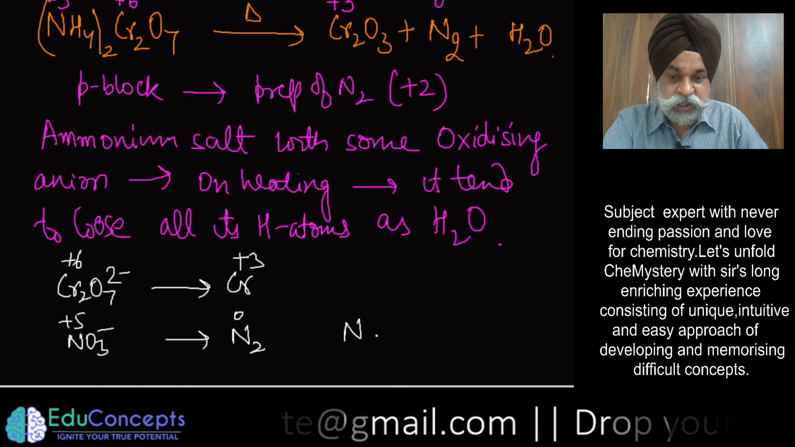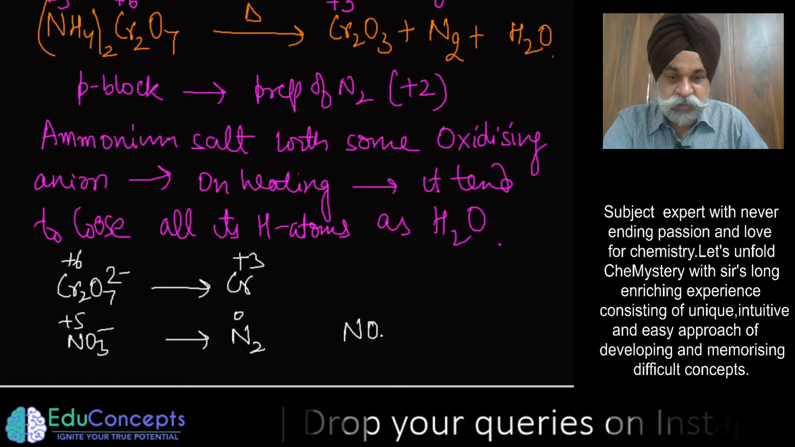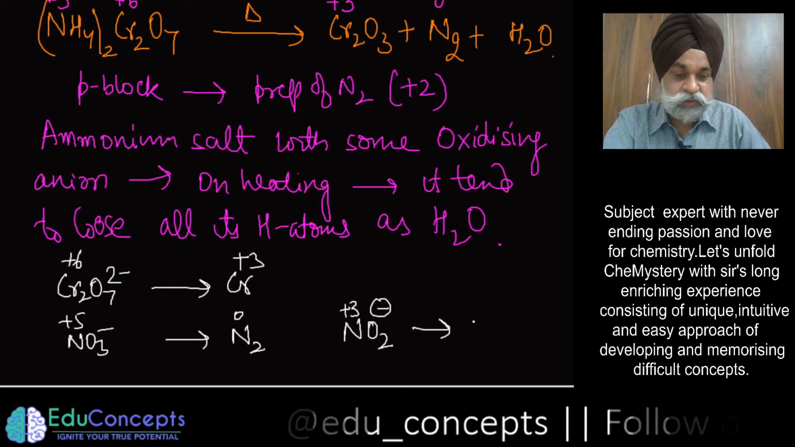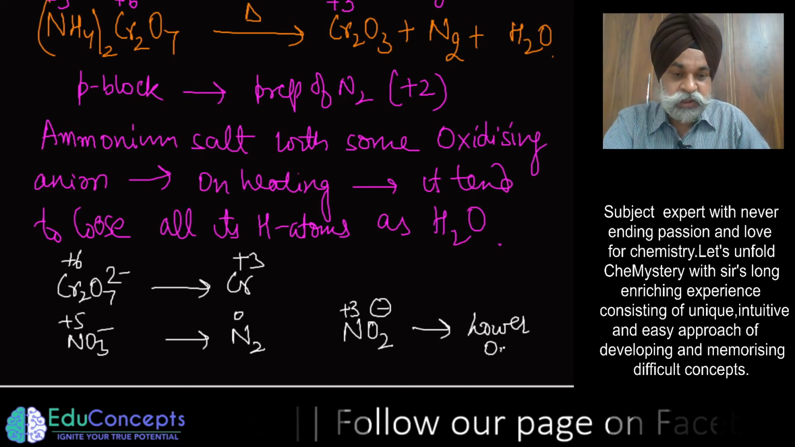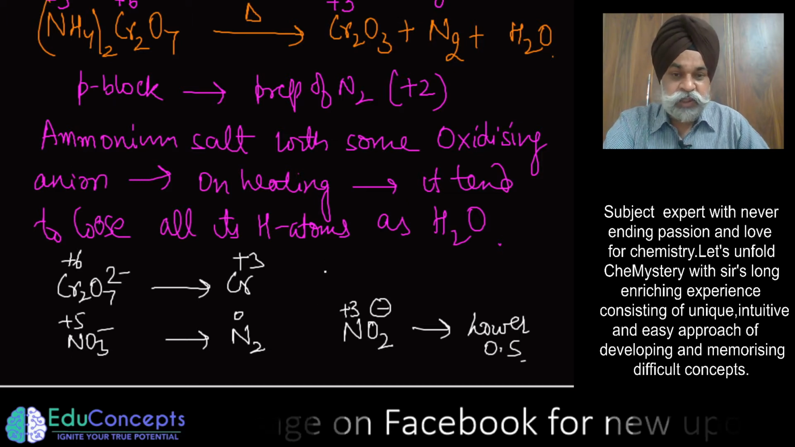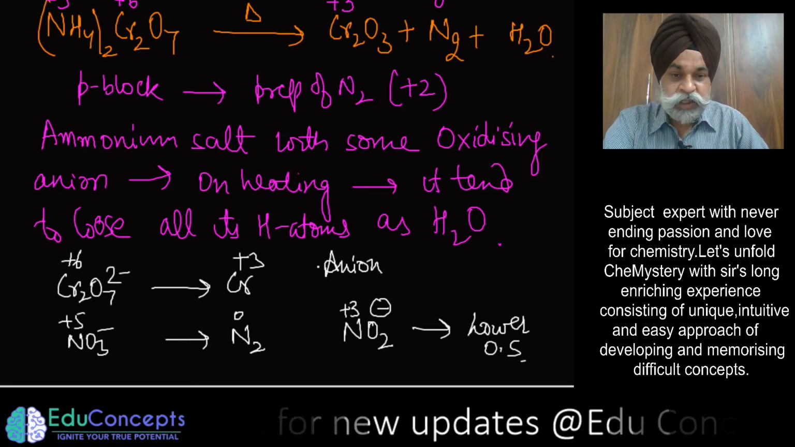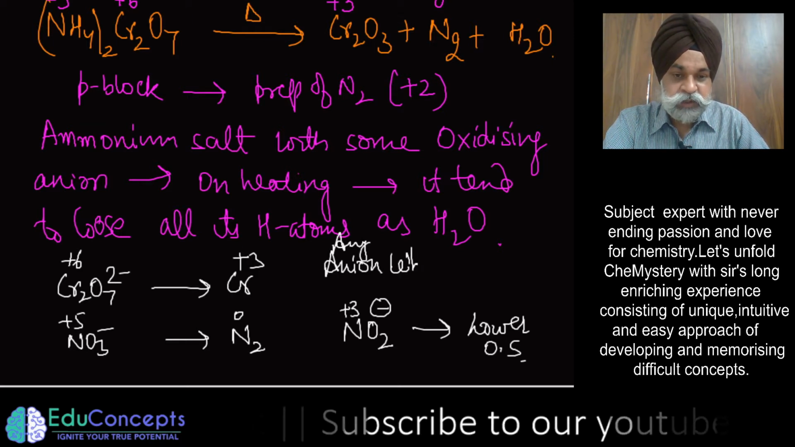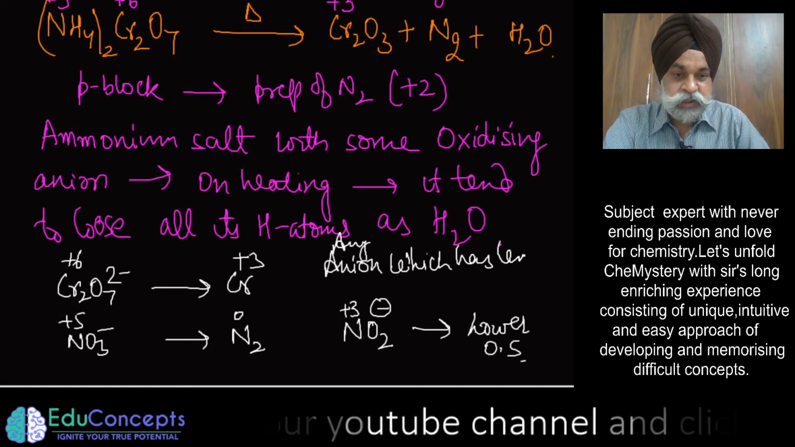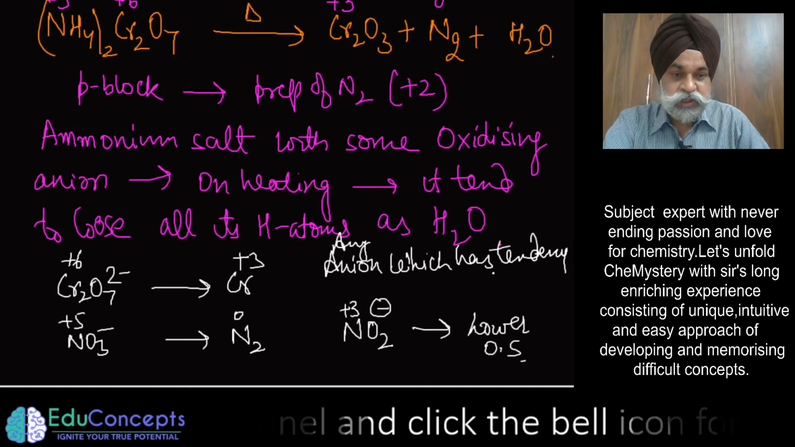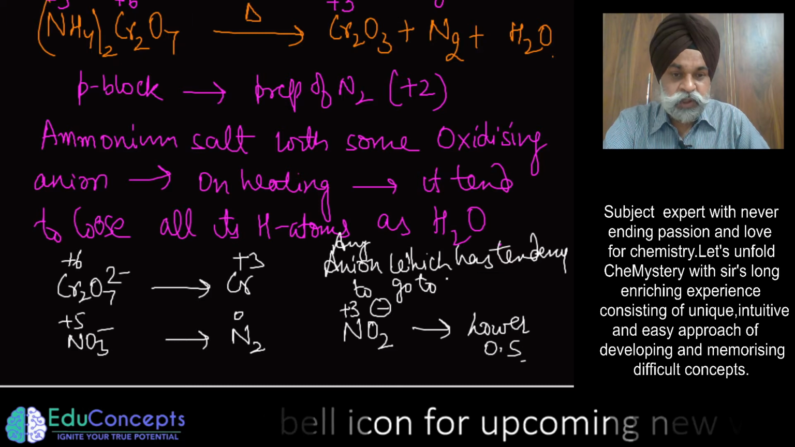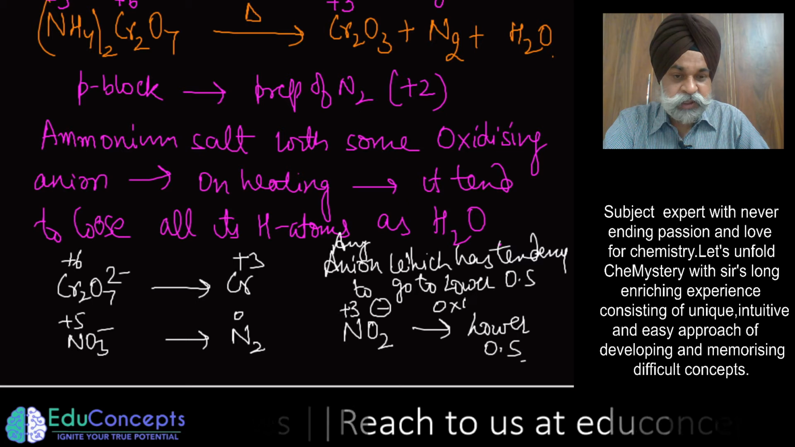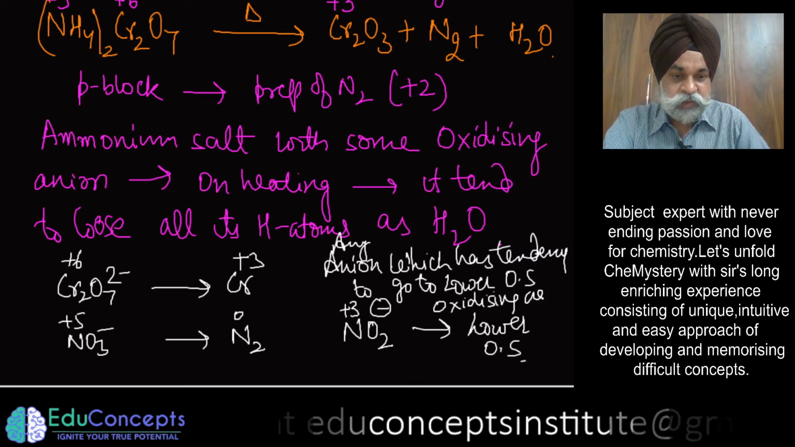Or for that matter, if you have nitrite ion, here it is in +3 oxidation state, this also would like to go to lower oxidation states. So any anion which has the tendency to go to a lower oxidation state can be said to be an oxidizing anion. So I think I made my point clear.